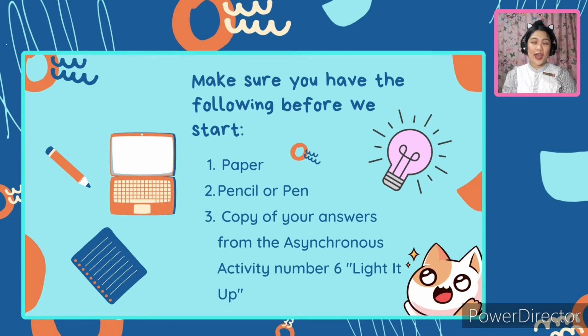Make sure you have the following before we start. Number one, paper. Number two, pencil or pen. Number three, copy of your answers from the asynchronous activity. Number six, light it up.